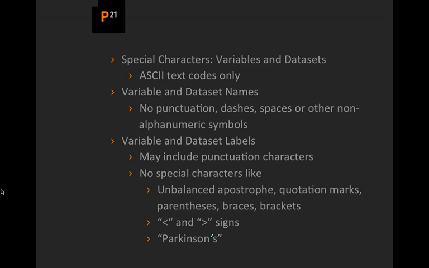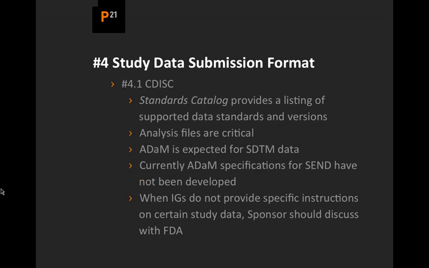There is no punctuation, dashes, spaces, or other non-alphabetical symbols expected in dataset names. Labels may have punctuation characters, but there are some additional requirements like no unbalanced apostrophe, quotation marks, parentheses, braces, brackets. Greater than and less than signs are also not acceptable in labels, and this is an example you can see here with unbalanced apostrophe.